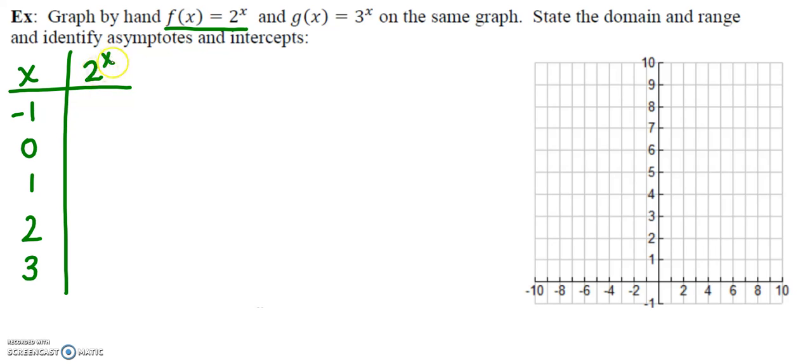So if I take 2 to the negative first power, that means 2 to the first, which is 2, but then remember that negative sign means take the reciprocal, so I'm actually going to have 1 over 2. 2 to the 0 is going to be 1, because anything to the 0 power is 1. 2 to the first is going to be 2, 2 to the second is 4, and 2 to the third is 8. So graphing that, I'm going to go -1, 1/2, 0, 1, 1, 2, 2, 4, 3, 8.